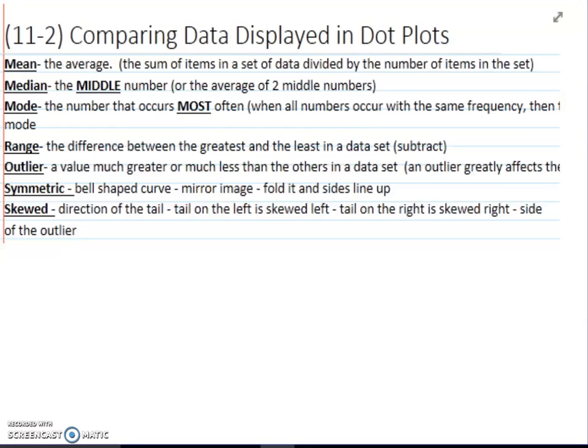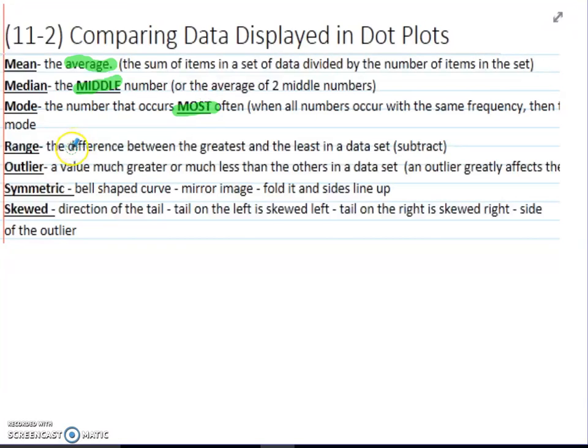Comparing data displayed in dot plots. Mean is the average. To find the average, you add up all the numbers, divide by how many there are. Median is the middle. Remember, if you have two numbers in the middle, you have to add them up, divide by 2. Mode is the most. You can have one mode, more than one mode, or no mode.